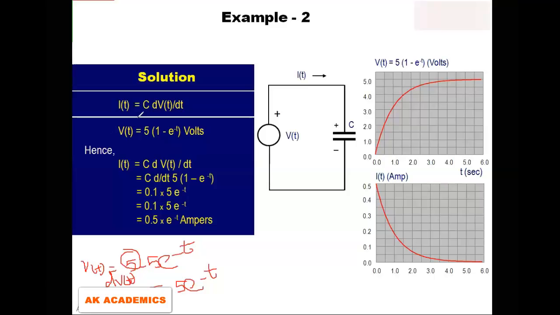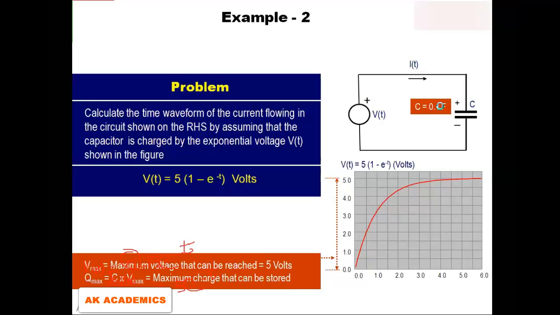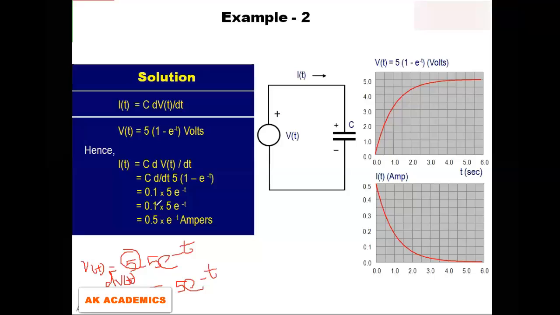From here, our I of t is equal to C dV/dt. So I of t will just be equal to C multiplied by 5e^-t, which is exactly what we have here. Our C is 0.1, by the way. If you flip back to this particular slide, you will notice that our C is 0.1 farad. So I of t becomes 0.1 multiplied by 5 exponential minus t. Can you all see that? If you multiply that, you have 0.5 exponential minus t amperes. This is going to be your I of t.